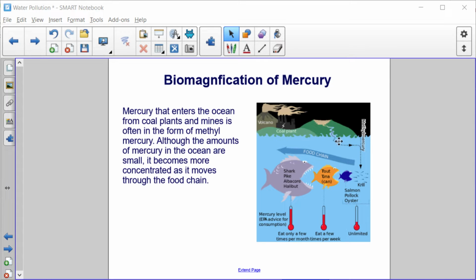So this methyl mercury enters the water source here, this ocean here, affects the krill, which is eaten by the next size fish, salmon, pollock, oyster, eaten by the tuna, eaten by much larger fish, shark, pike, albacore, or halibut. Look at what happens to the levels of the mercury. The larger the fish gets, the more this gets magnified. Okay, so that's why we're given these guidelines for how often to eat certain types of marine life, because the level of mercury can become much, much higher.